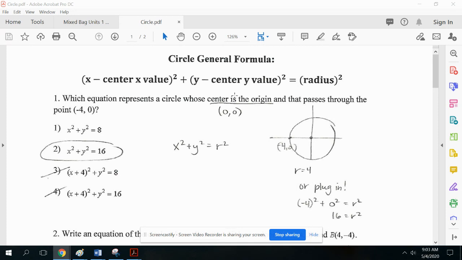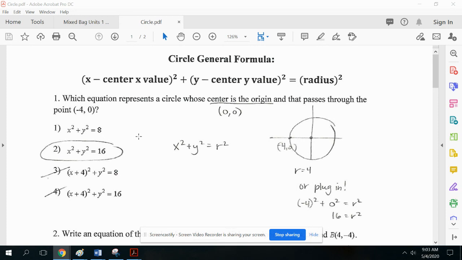So for instance, for example 1, if the center is the origin, there's no shift taking place. So you can just say x squared plus y squared. And I drew a little sketch. I want my circle to pass through the point -4, 0. So my radius, because I can go horizontally here, is 4. So I just squared that, and there's my 16.